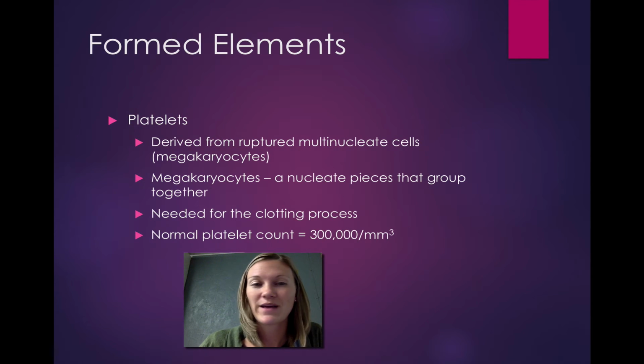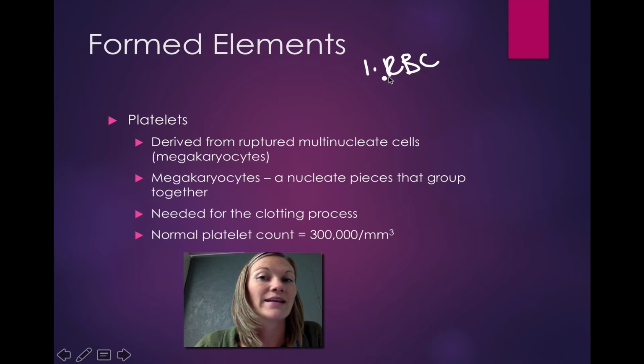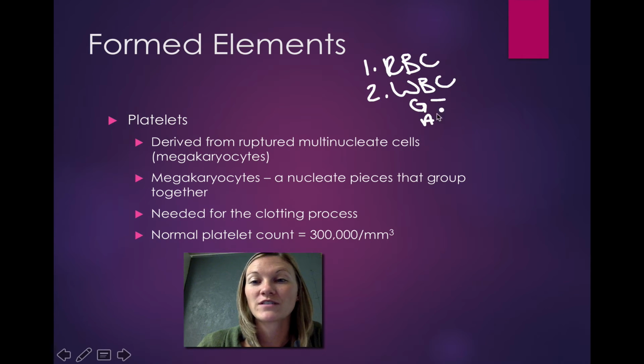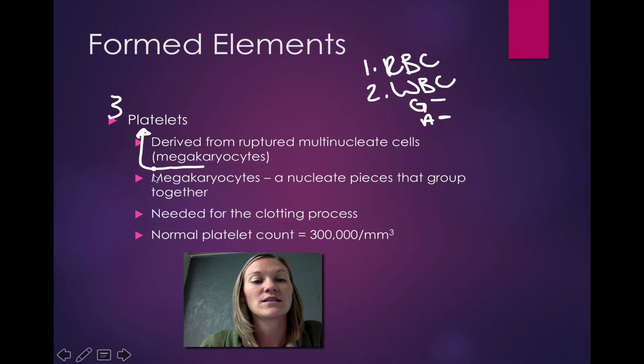And then the last one we have to talk about. We've gone through red blood cells and the iron and hemoglobin in there. We've talked about white blood cells, both the granulocytes and the agranulocytes. The granulocytes, again, were the neutrophils, the eosinophils, and the basophils. The agranulocytes are the lymphocytes and the monocytes. And then the last ones that we have to go through are the platelets. These are derived from ruptured multinucleate cells we call megakaryocytes. So the megakaryocytes are what give rise to the platelets.